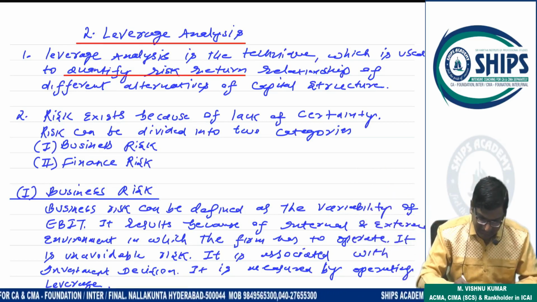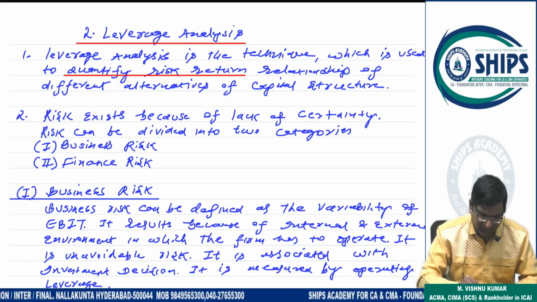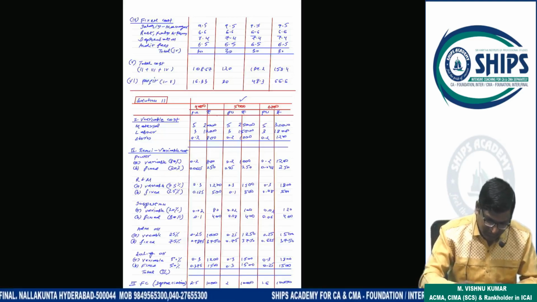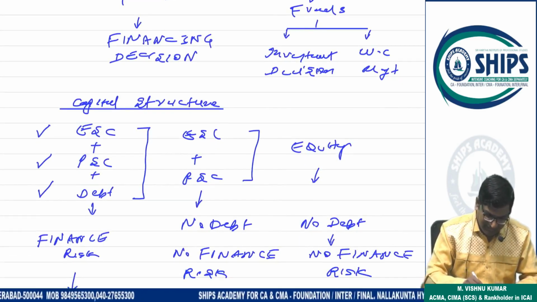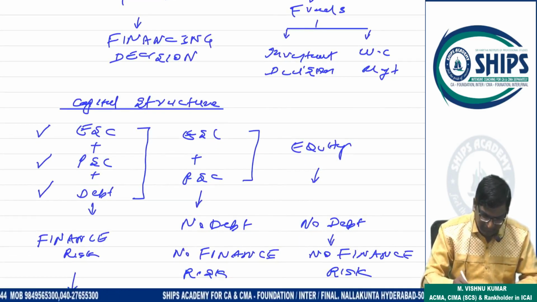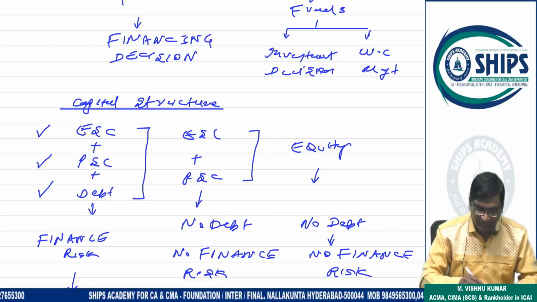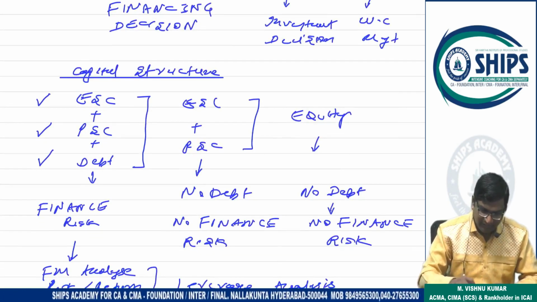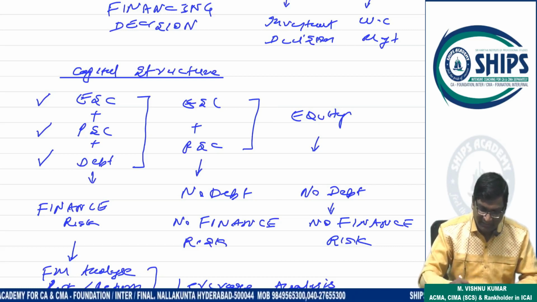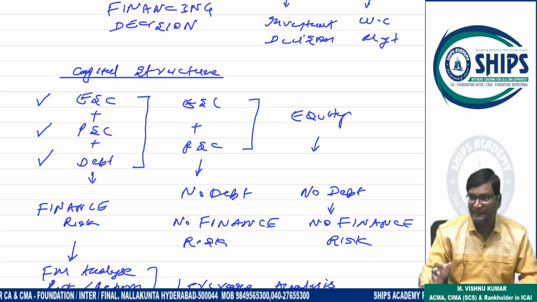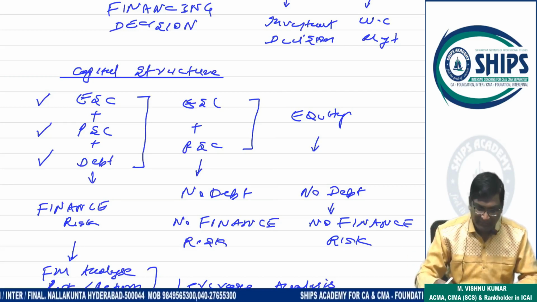So देखिए, leverage analysis is this technique which is used to quantify risk return relationship of different alternatives of capital structure. Different alternatives of capital structure means this one. This is alternative one, equity, preference, debt, equity, preference, equity. इसको बोलते हैं different sources of capital structure. So in one capital structure there is a risk, in other two there is no risk. Sometimes in all structures there is a debt, but percentage of debt is different. In one structure it is 60, another structure 40, another structure 30.